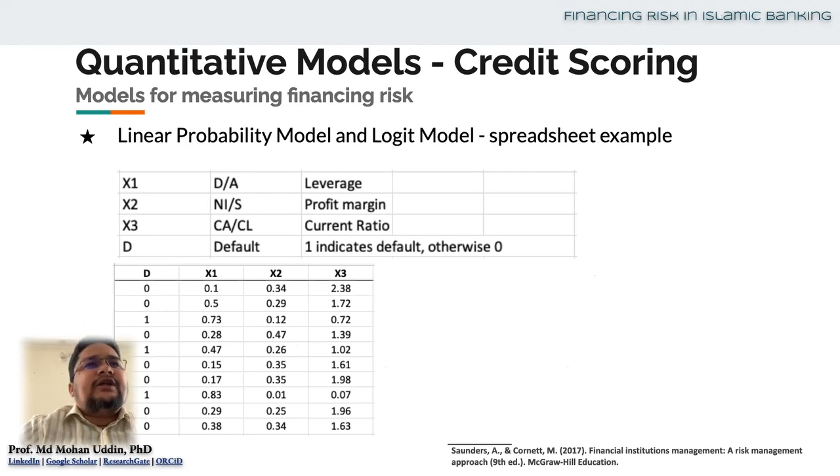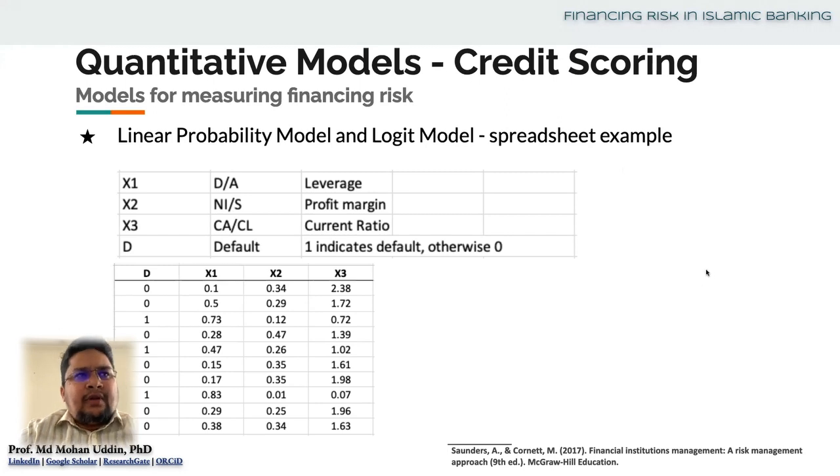So in spreadsheet software like Excel or Google Sheets or any other kind of spreadsheet software, you can do it very easily. Okay, can you see the screen? So the linear probability model and the Logit model can be very easily implemented in a very standard spreadsheet software, for example, Microsoft Excel or Google Sheets.